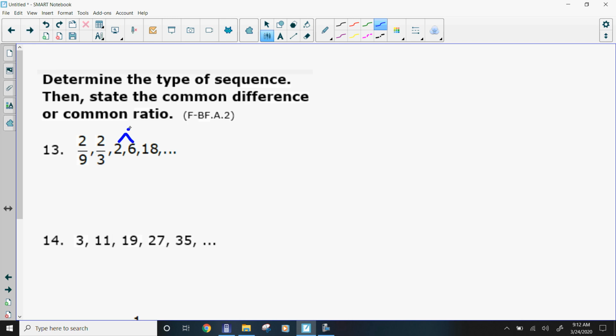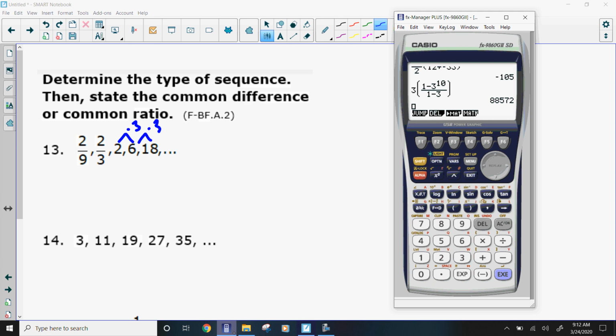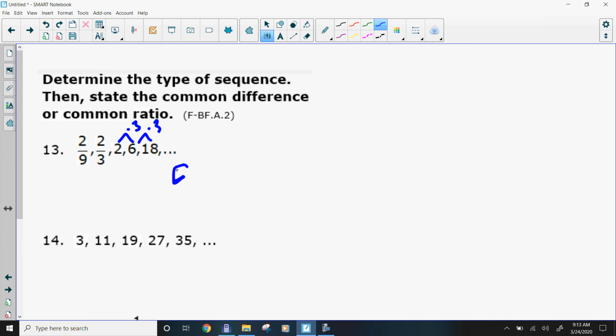So from here to here, it looks like times 3. From here to here, it looks like times 3. Just to be sure, I'm going to check if 2 ninths times 3 actually gets me to 2/3. And it does. So that means that this is geometric.